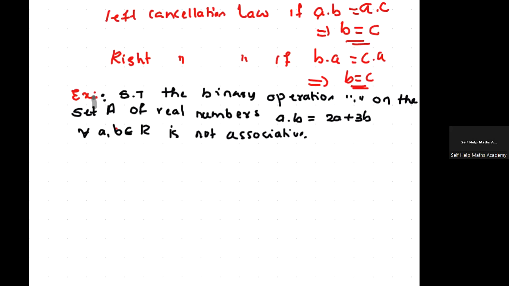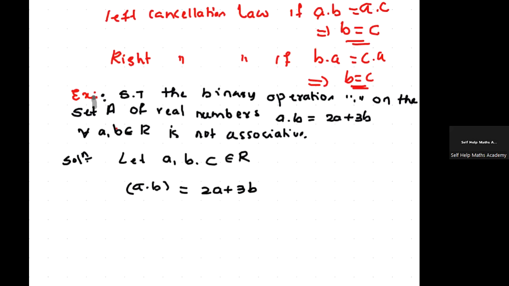So what is given? Let's write the solution for this. Given that this is the binary operation on the set, say, let me consider A, B, C, which are coming from the set R, because it's a binary operation on a set of real numbers. How have they defined the binary operation? They have defined the binary operation as A dot B is equal to 2A plus 3B. Means the binary operation is defined as 2 times the first element plus 3 times the second element.